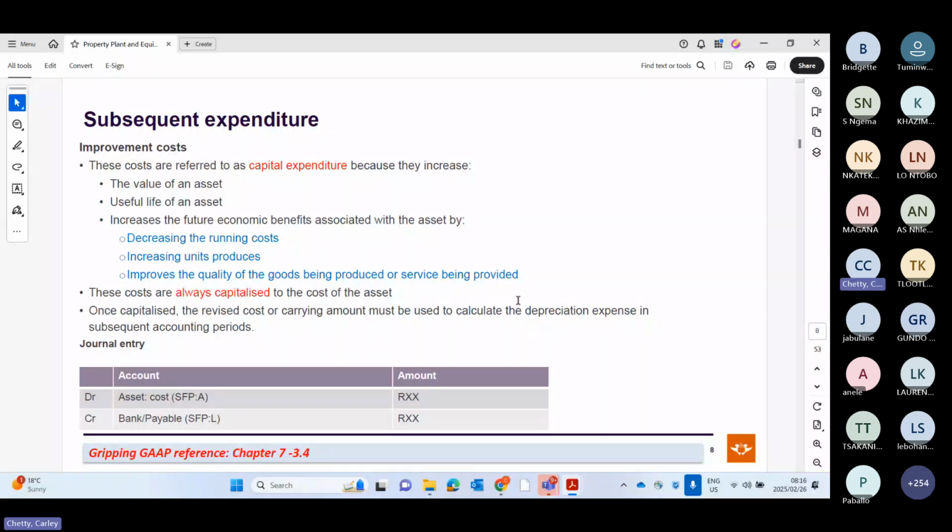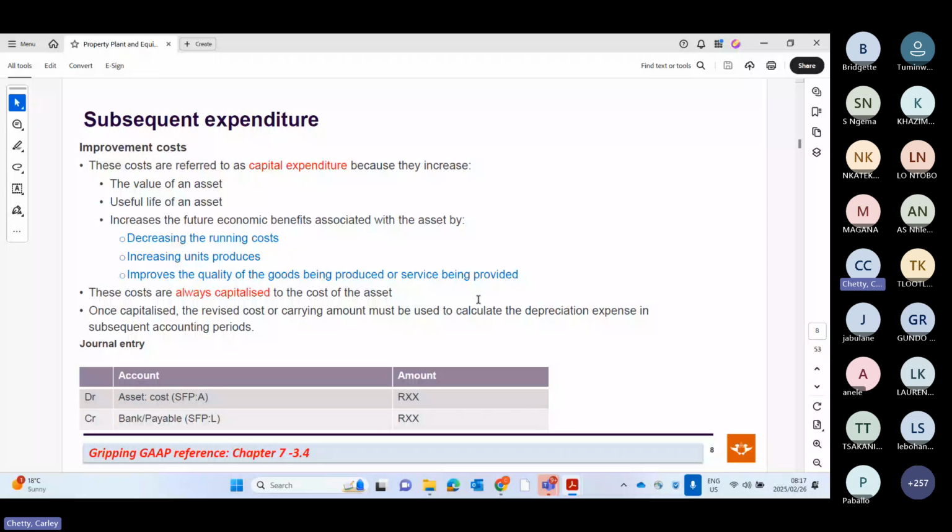So we are going to capitalize these items. We're going to debit the asset cost and then credit bank or payables. We debit our asset, which shows that our asset value is increasing, and then we credit bank or payables. So that is the improvement costs.